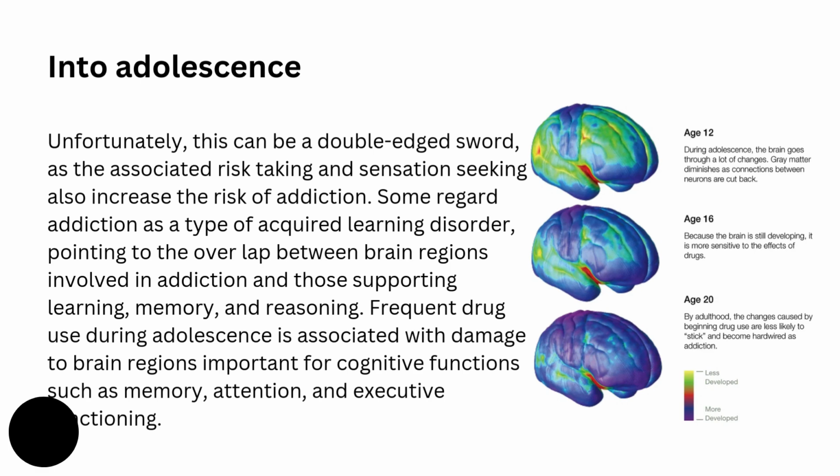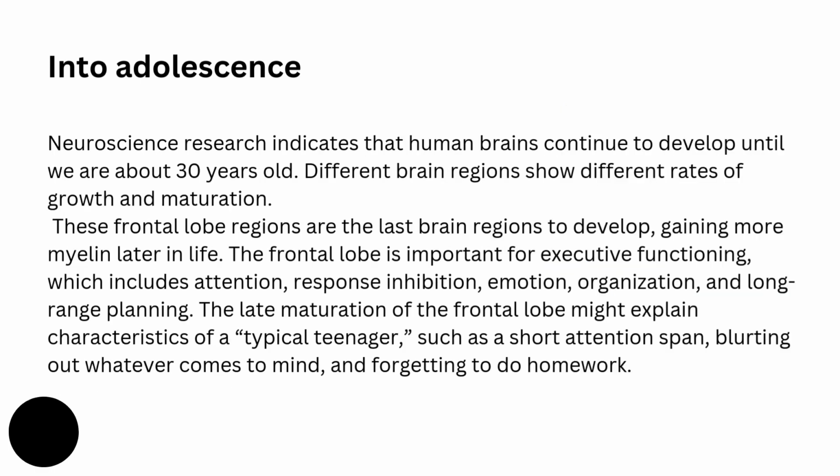The definition of adulthood varies with the context. Social, judicial, educational, and neuroscience research indicate that the human brain continues to develop until we are about 30 years old. And different brain regions show different rates of growth and maturation.